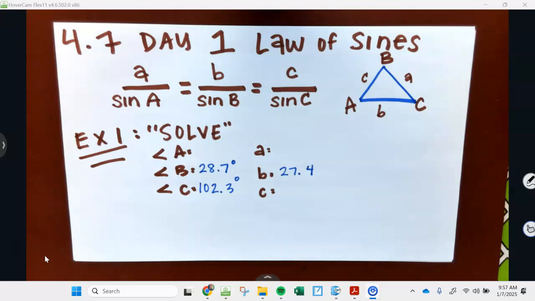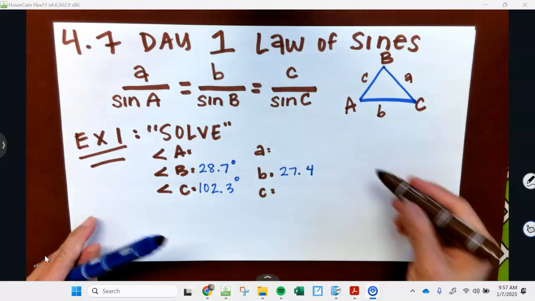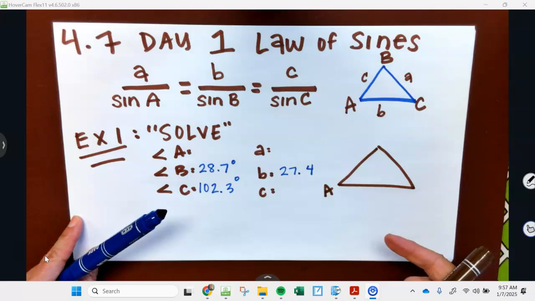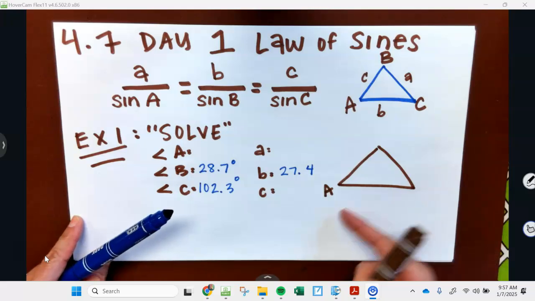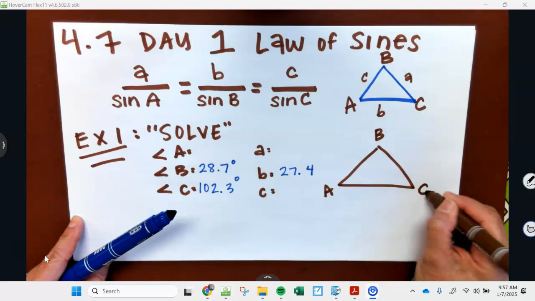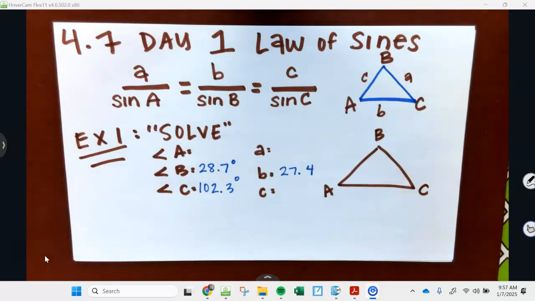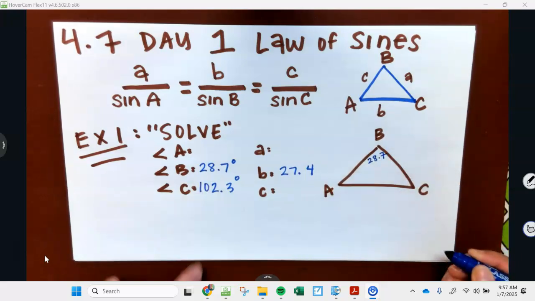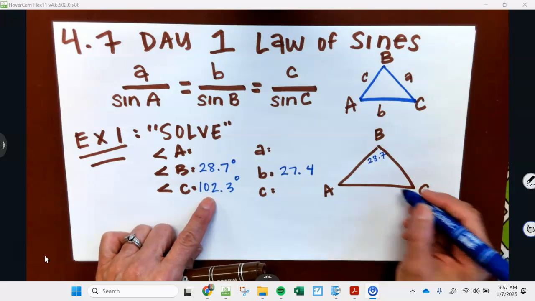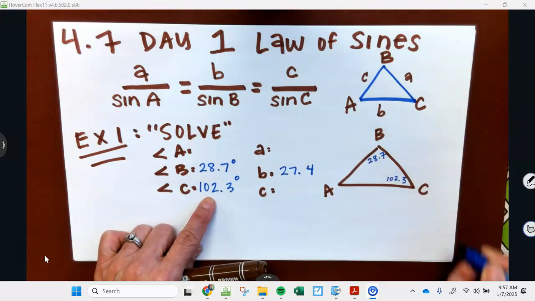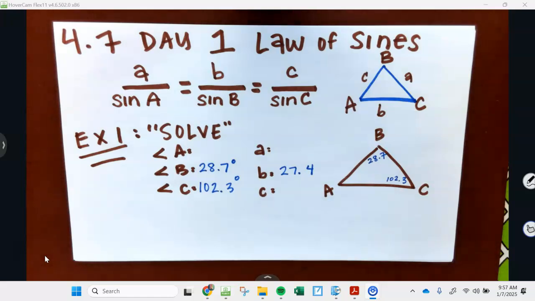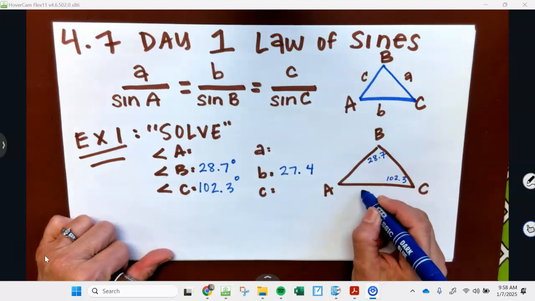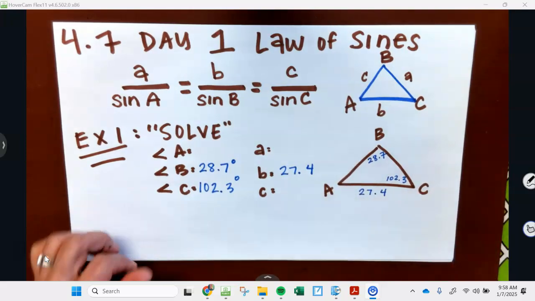Let's draw a sketch. Y'all leave it kind of big enough where you can write inside of it. So again, I'm going to label it kind of consistently. A is going to be the angle on the left. B's at the top. C's on the right. And here's what we know. We know angle B is 28.7. We know angle C is 102.3. And we're given leg measure B. So remember, leg measure B is across from angle B, so the leg measure is down here. So let's write 27.4 on the outside of the triangle down there.